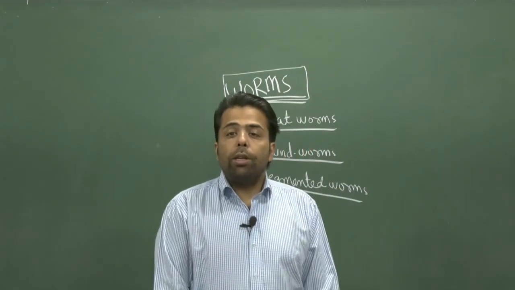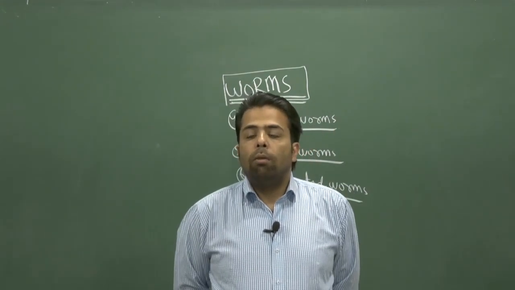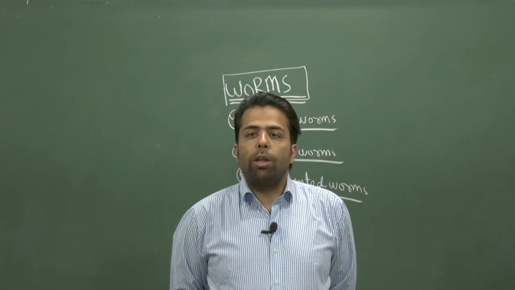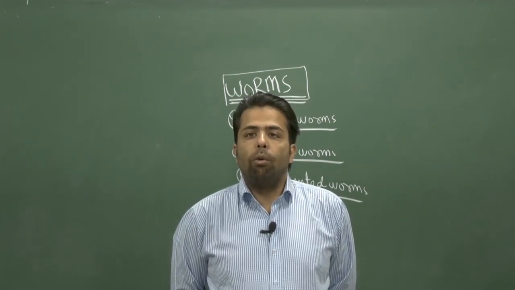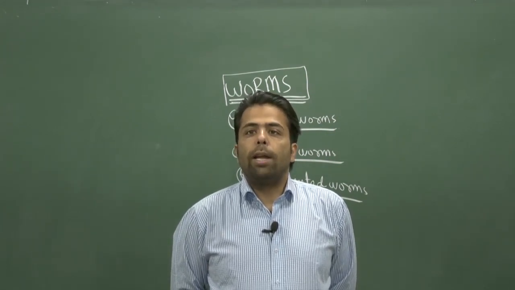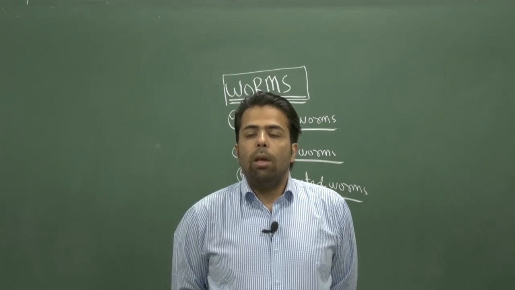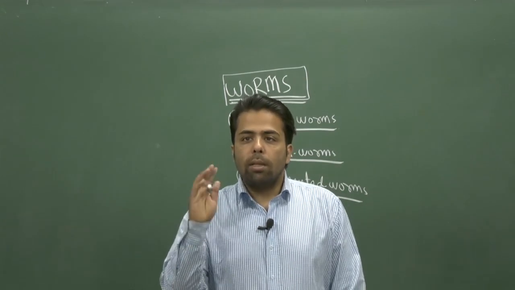So dear students, we are discussing Animal Kingdom. We have already discussed some phylums. So today we are going to discuss phylum number 4, that's flatworms, phylum number 5, that's roundworms, and phylum number 6, that are segmented worms.